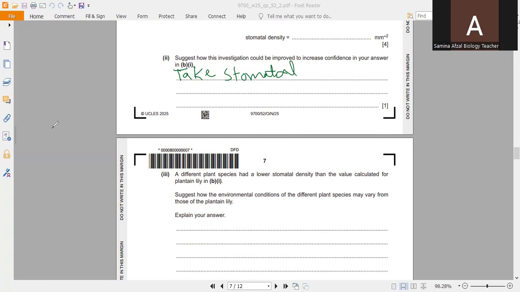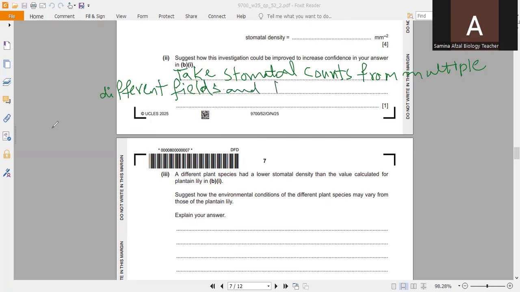Stomatal counts from multiple different fields, and take a mean. Or increase sample size.